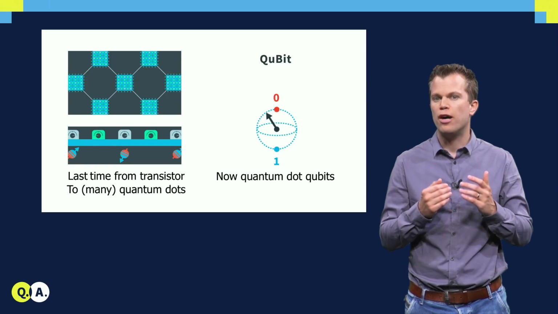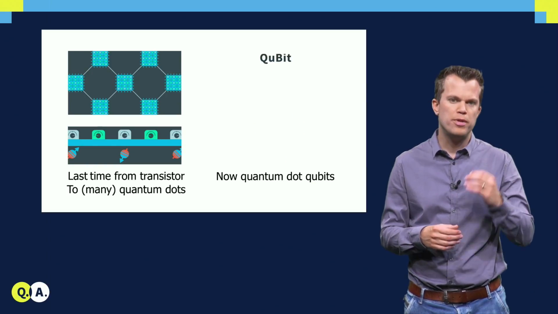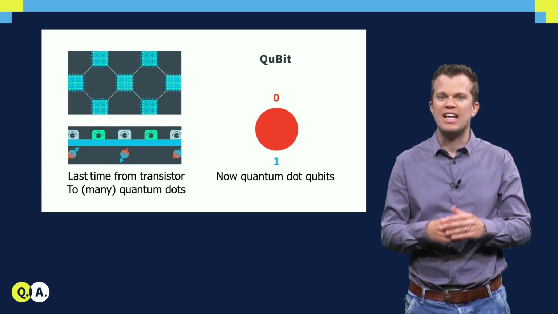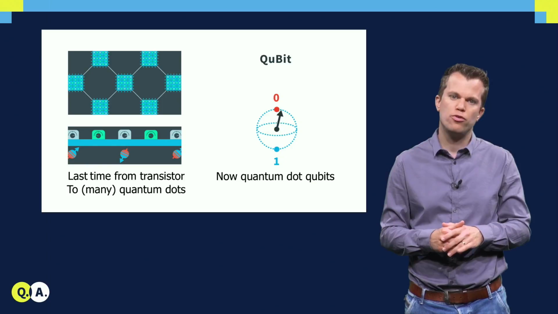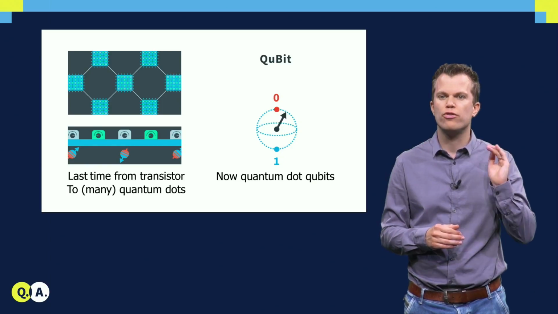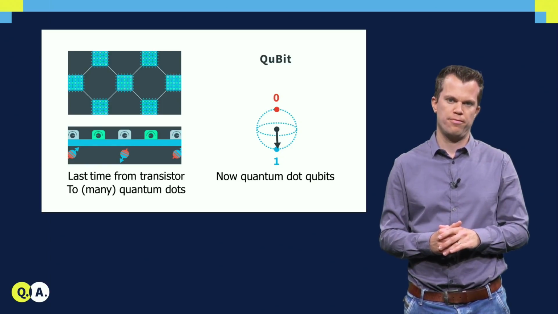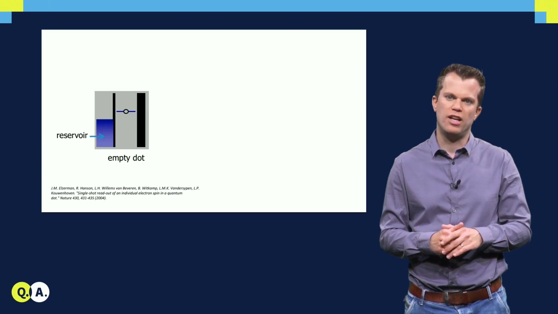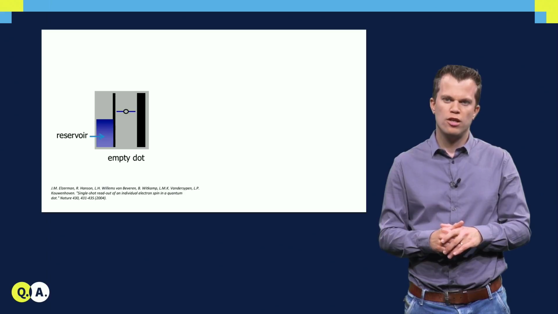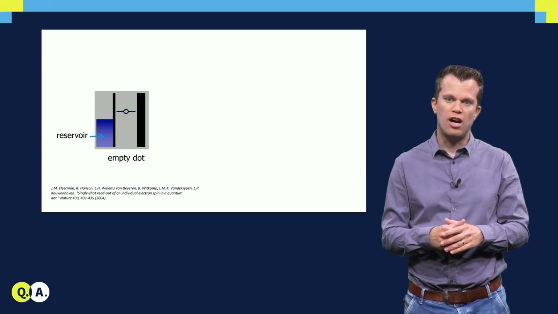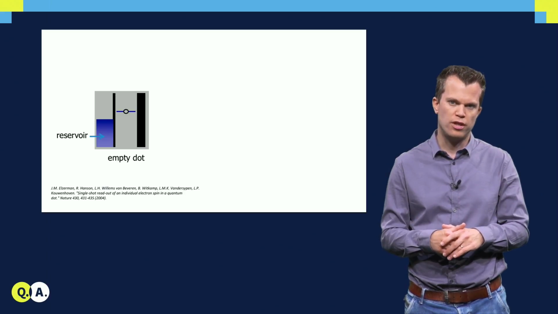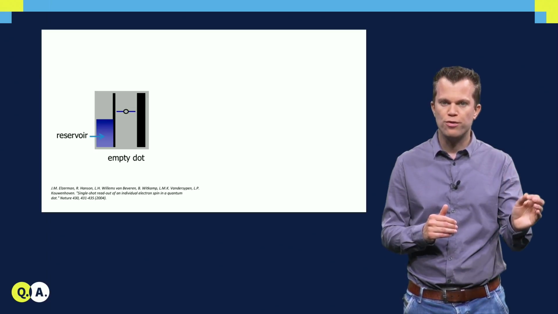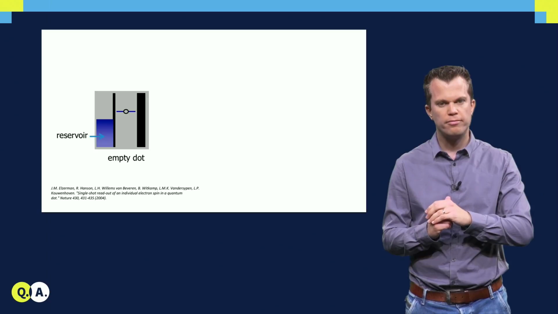We will discuss how qubits are defined, how they can be initialized and read out, how the qubits can be controlled, and how these qubits can be coupled to one another to execute two-qubit logic gates. We start with an empty quantum dot connected to an electron reservoir. The quantum dot energy levels are above the Fermi energy of the reservoir, and so no electrons can tunnel from the reservoir to the dot.